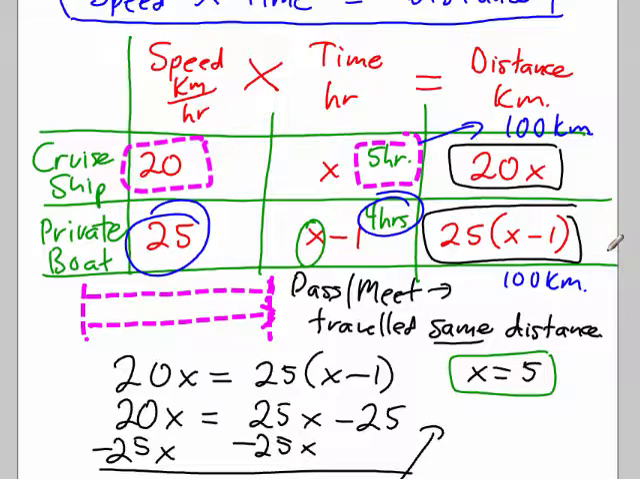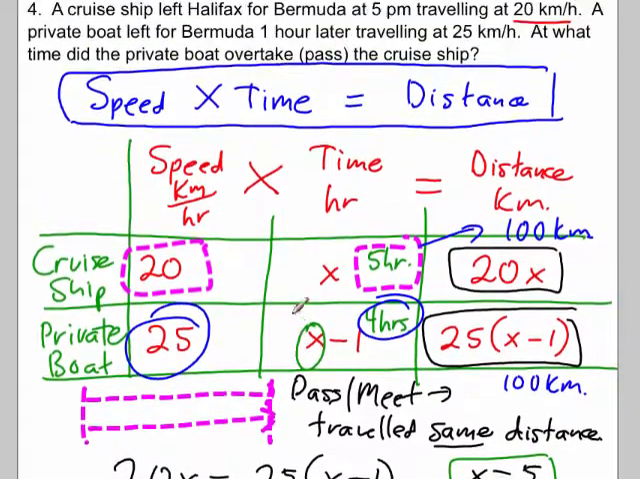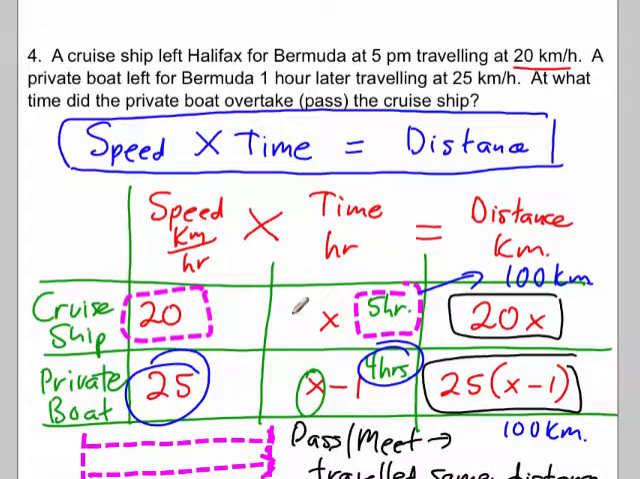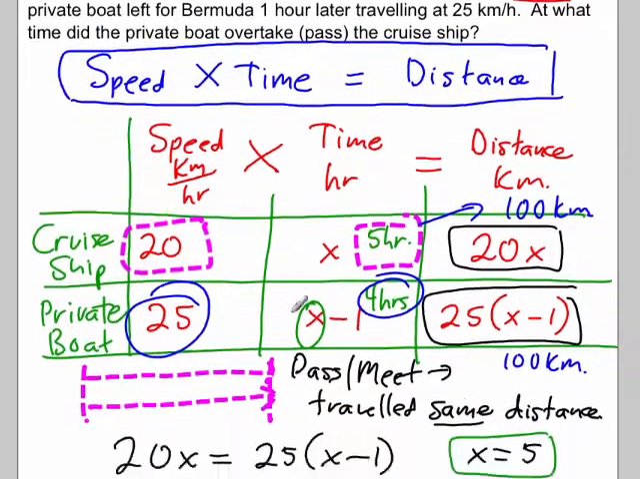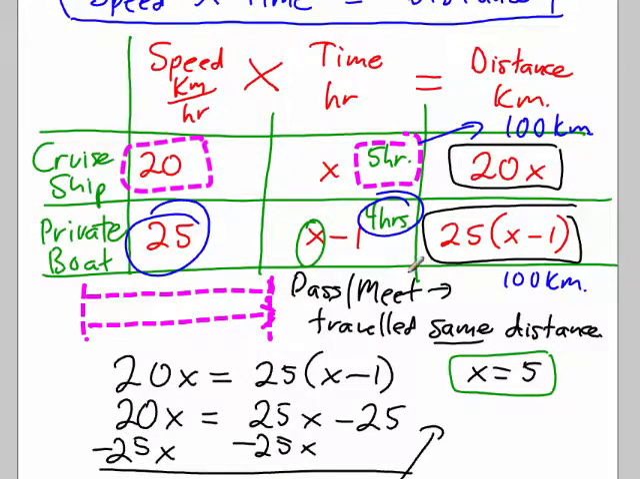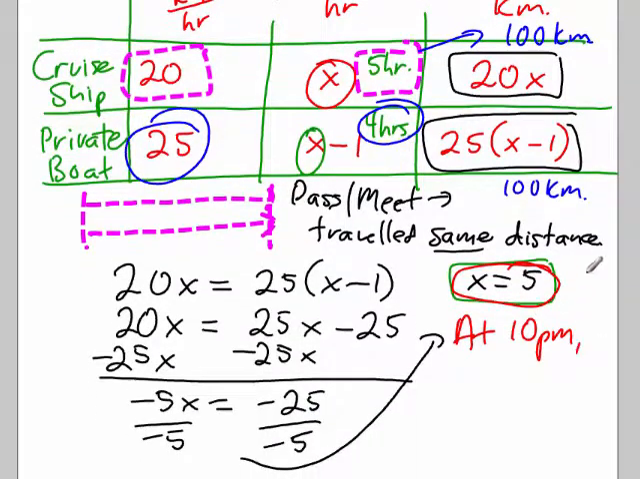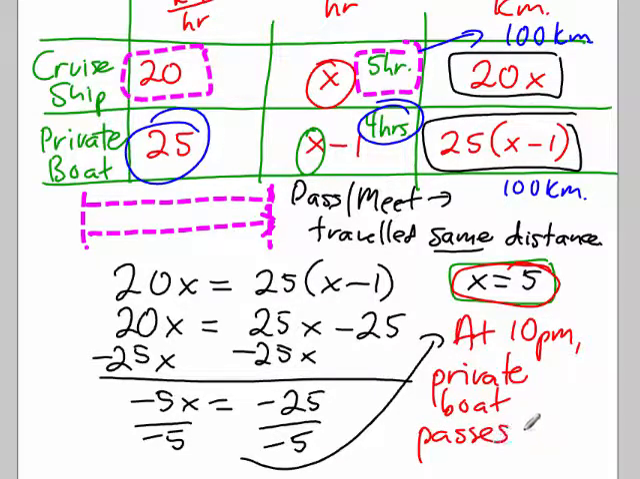All right, so to answer the question, which was to say, at what time did the private boat overtake the cruise ship? That happened 5 hours after the cruise ship left. So if the cruise ship left at 5 p.m., 5 hours later will be at 10 p.m. the private boat passes the cruise ship.